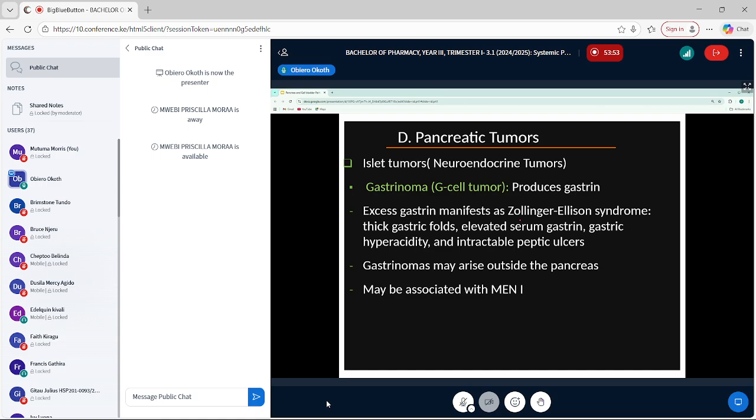Gastrinoma, remember we have talked about gastrinoma when you're talking about multiple ulcers refractory due to excess gastrin production. Excess gastrin production manifests as Zollinger-Ellison syndrome, thick gastric folds, and peptic ulcers. But remember that gastrinomas may also arise outside the pancreas, and they're normally associated with what's called multiple endocrine neoplasia. Again, you were taught this very well when you read endocrine pathology.